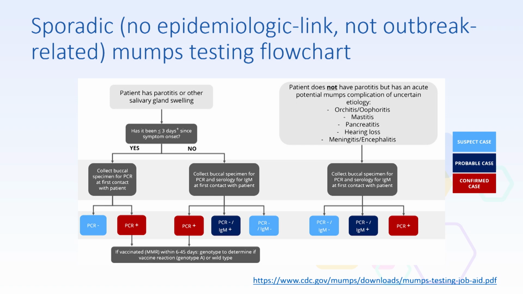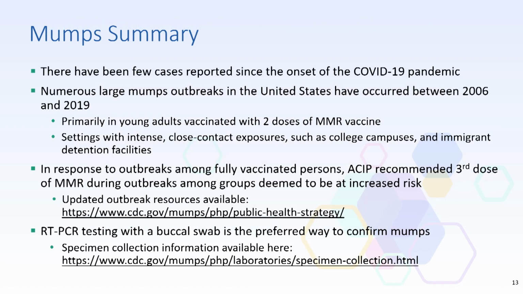I want to highlight one of our new resources on the CDC mumps webpage, which describes appropriate testing and case classification. This is a flow diagram for what testing to conduct when a patient arrives with symptoms consistent with mumps. This tool also highlights that parainfluenza viruses 1, 2, and 3, Epstein-Barr virus, influenza, adenovirus, and human herpes virus 6 can interfere with mumps serologic assay and cause false positive results and themselves cause parotitis, furthering the importance of collecting buccal specimens for PCR.